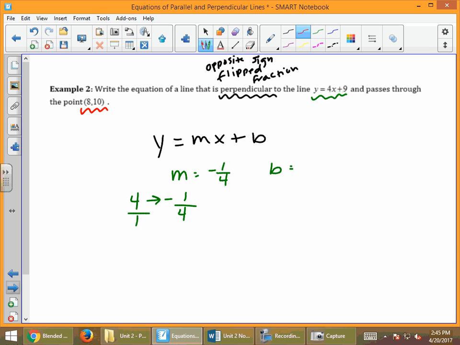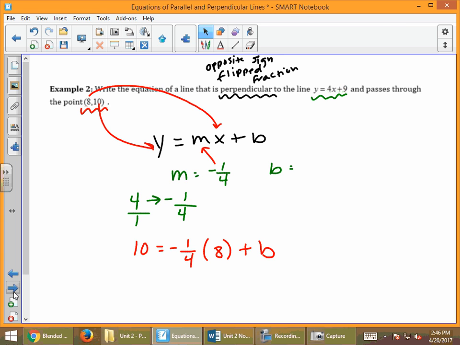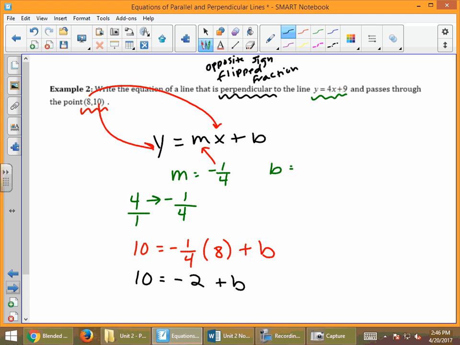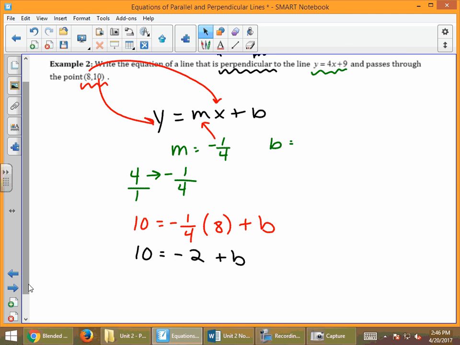Okay? So you take the point that they gave us, you're going to plug, again, 8 in for x, you're going to plug 10 in for y, and you plug your slope in for m. So it'll look like this. So 10 is equal to negative 1/4 times 8 plus b, and then you just solve for b. To solve for b, you just do negative 1/4 times 8, that's negative 2. Move over the 2.